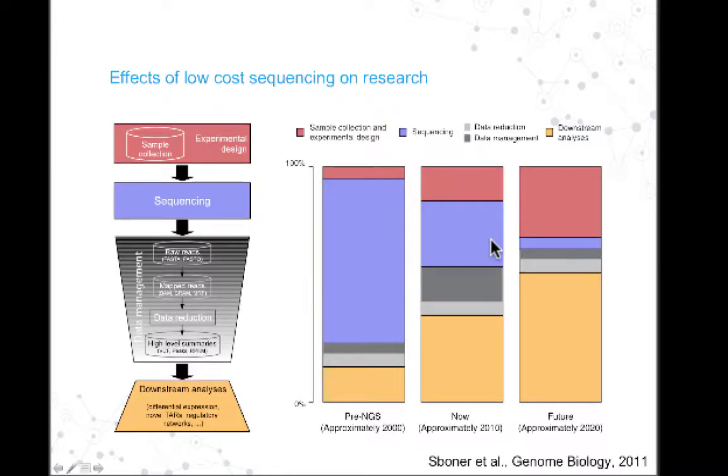Now the sequencing is very fast and cheap, and it takes a long time to do the sample collection, because you can retrieve thousands of people, thousands of collections of samples. And then the downstream analysis takes a lot of time and money.